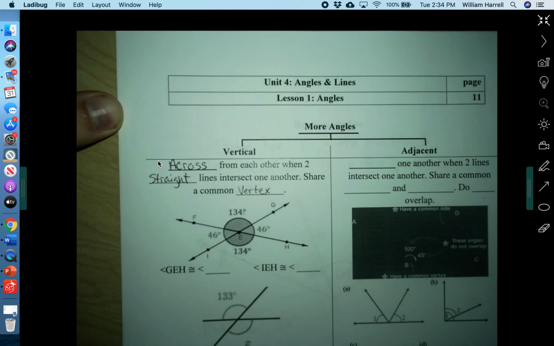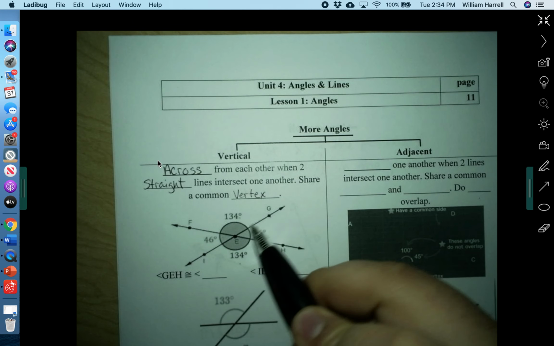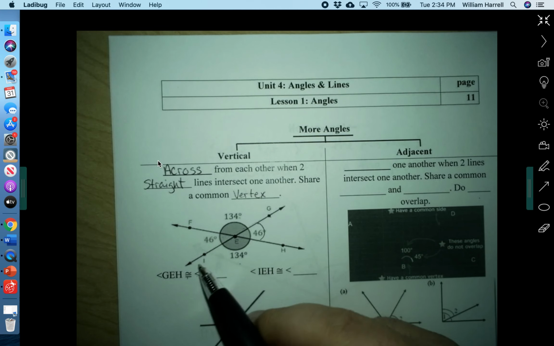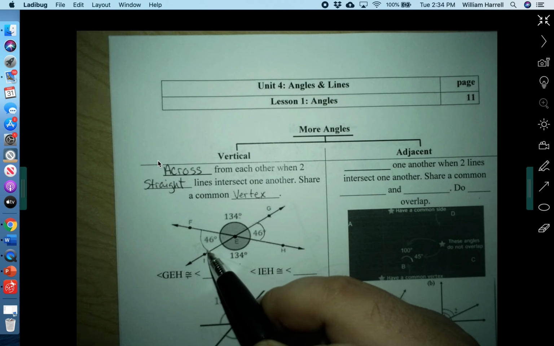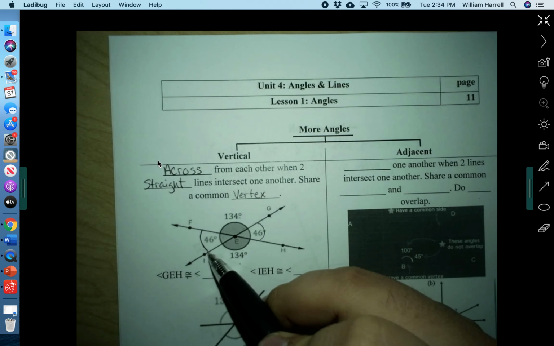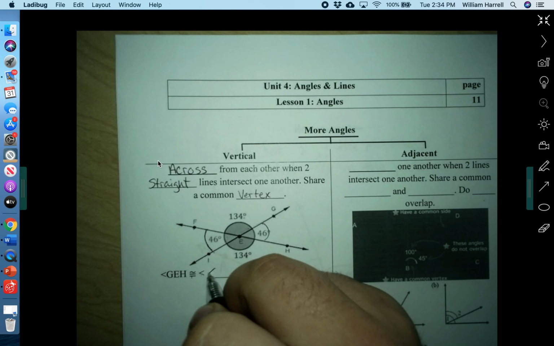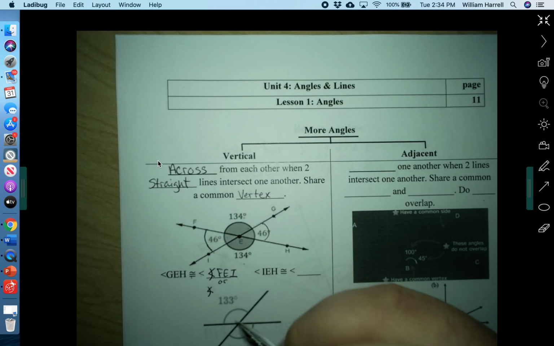Now, again, great thing about vertical angles, there's always one equation. They're always equal to each other. So angle GEH, so this angle, is congruent to what other angle? Okay, so where else do I see a 46? I see a 46 here. So I kind of trap my values, and now how can I list the letters that are attached here to here? Well, I'll go FEI, so angle FEI, or I could say angle IEF.